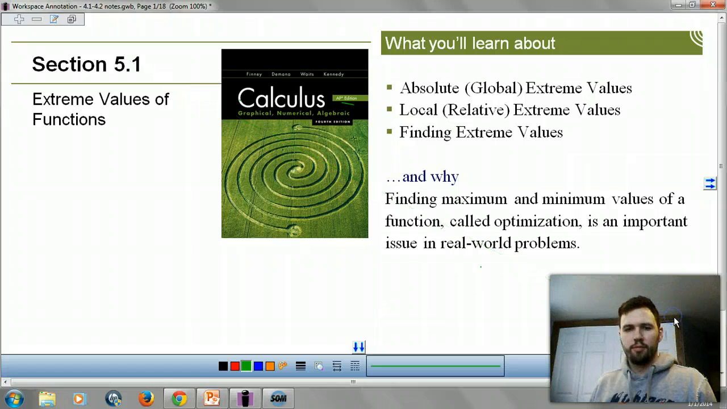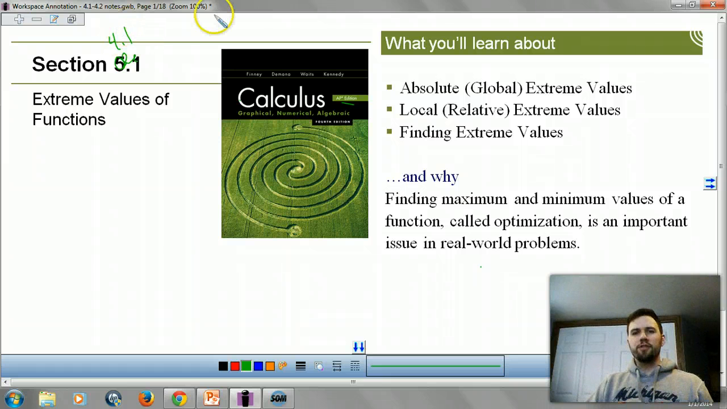Okay. Today we are looking at 4.1. We're going to be looking at extreme values of functions. Absolute, local, like your relatives. Finding extreme values and why. Finding the max and min values is going to be important in the real world.